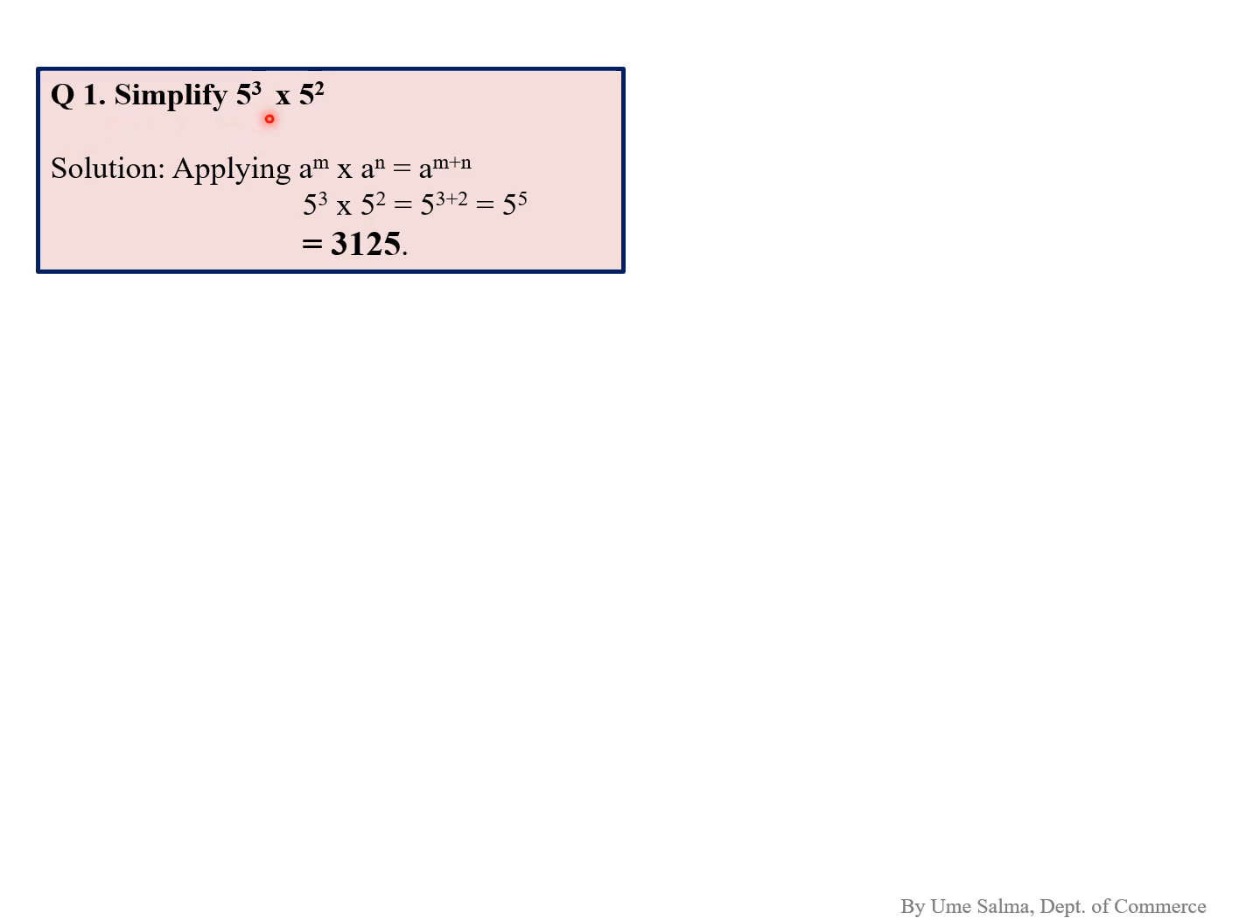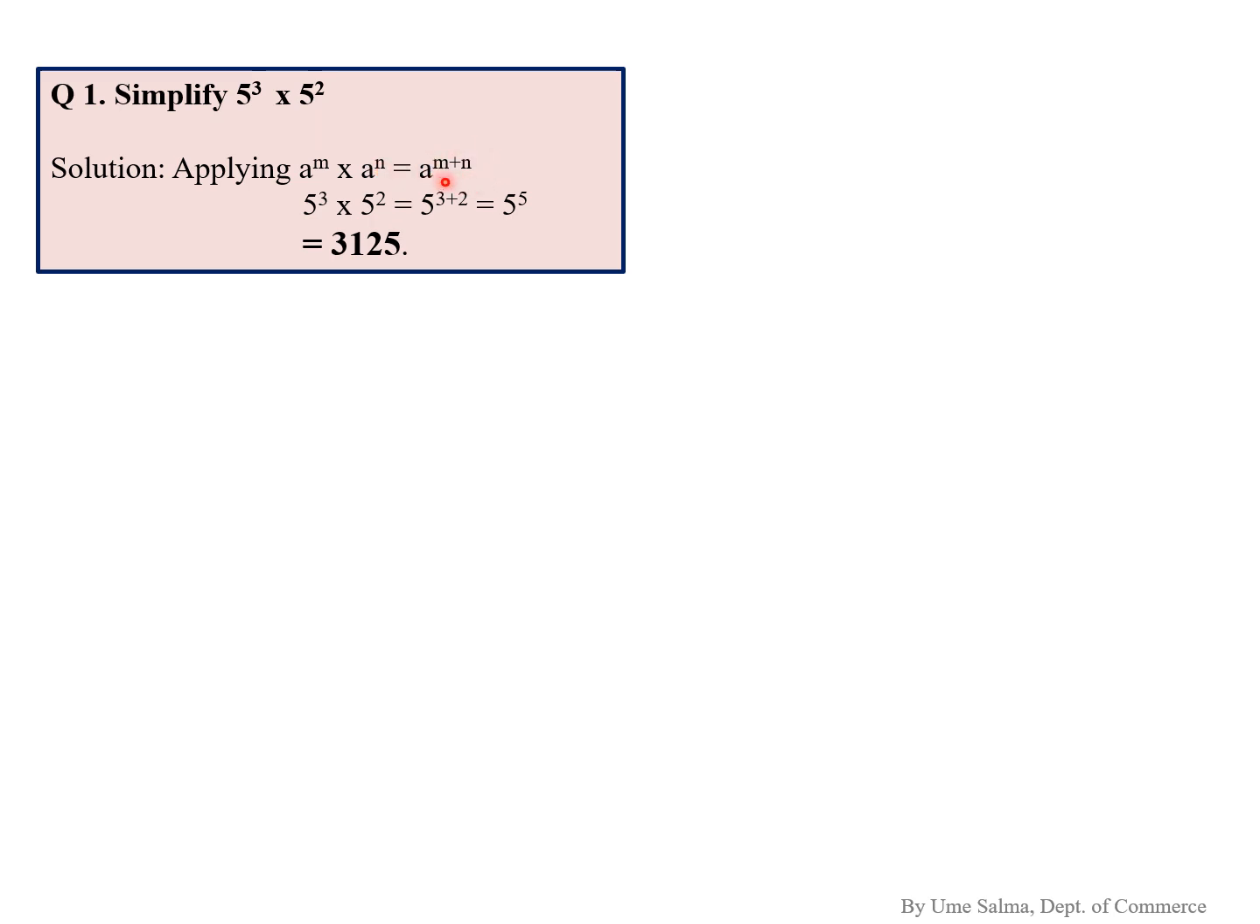This is the question. Now as soon as you look at this expression, you need to understand that this is the multiplication operation. So we need to apply the multiplication law. So in the solution, as you can see, we have taken this particular law, which is the multiplication law. Here we have seen that for a to the power m and a to the power n, the exponents need to be added.